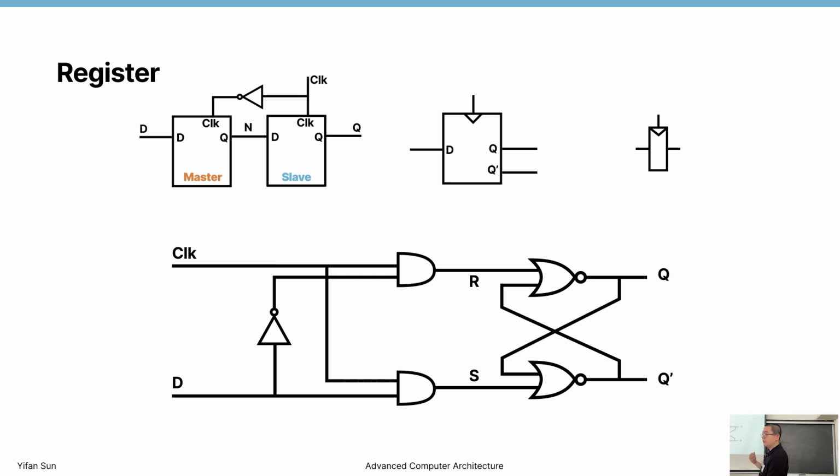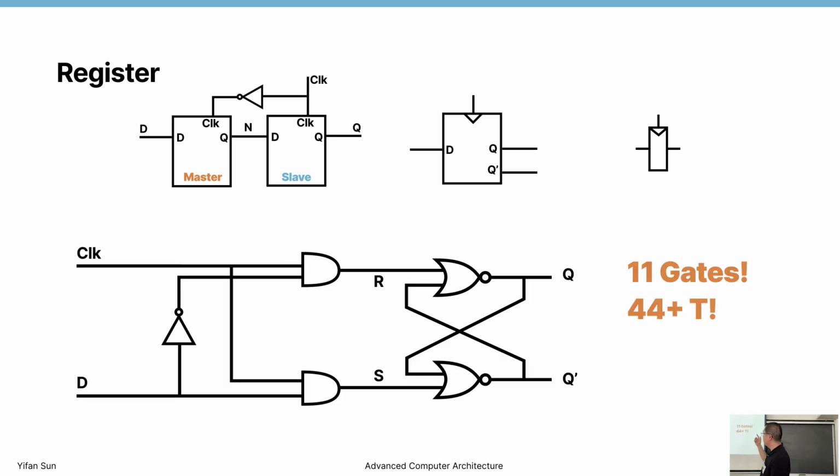Remember last time we said 1 gate is typically considered about 4 transistors, like if all of them are implemented with NAND gates. So it takes 11 gates and 44-plus transistors to implement 1 register. But this is the result only at the gate level. In a real scenario, with transistor-level optimization, we can reduce the transistor count to something in between. So there's no certain answer. It really depends on what our goal is.